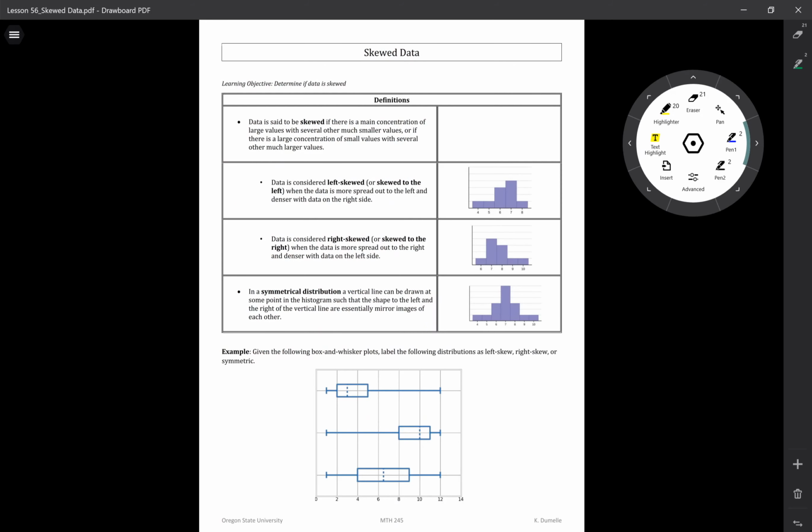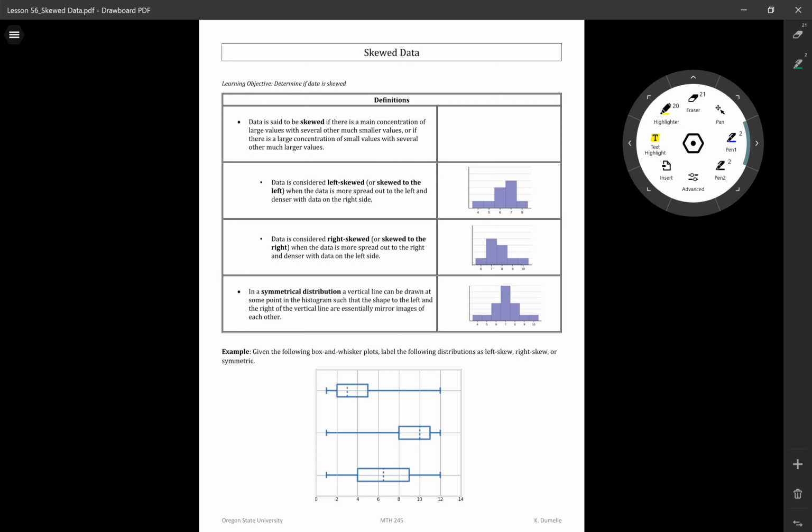All about skewed data. So when do we know if data is skewed? Well, data is said to be skewed if there is a main concentration of large values with several other much smaller values, or if there is a large concentration of small values with several other much larger values. So basically, skewed data occurs when the mean and the median are significantly different from each other, because the two measurements will differ based on where all of the data is concentrated.